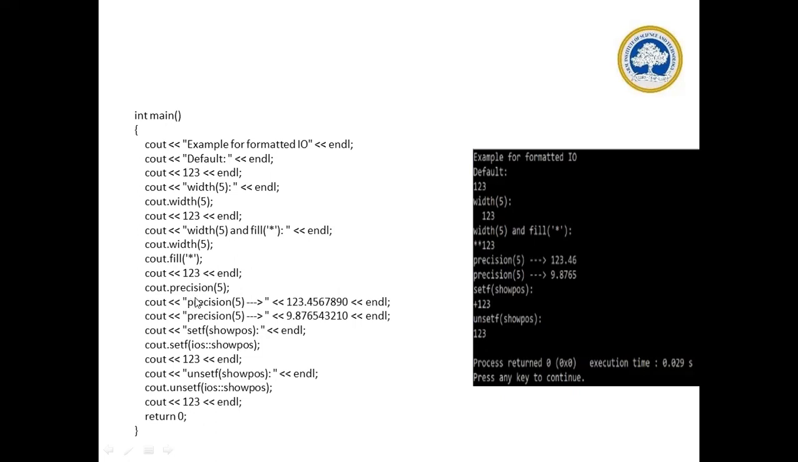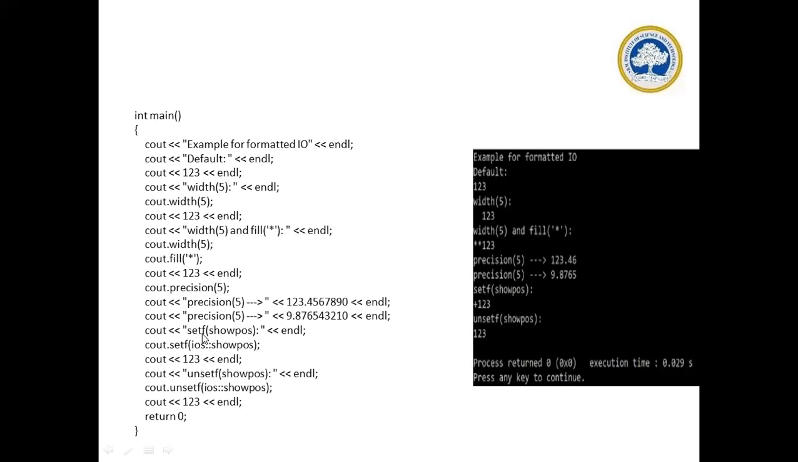Next, I'm going to set the precision for printing the number of decimal points. For that, I have to use cout.precision(5), which means I'm setting the precision to 5, so I can print 5 digits of the given number. After setting the precision, I'm trying to print some values on the output screen. It will print 123.45 as output for this statement, 9.87 for this statement, and 8765 for this statement.